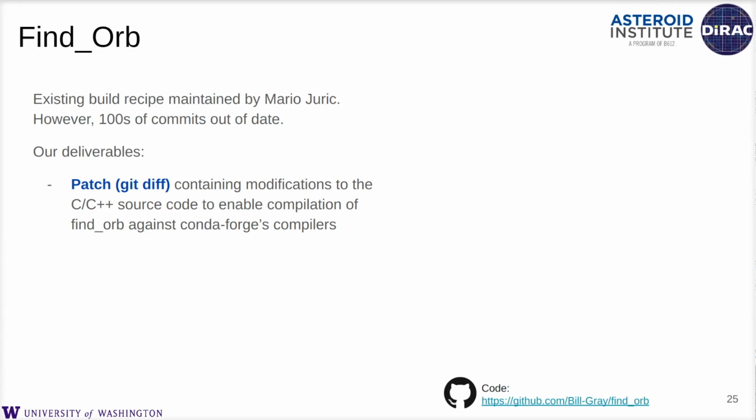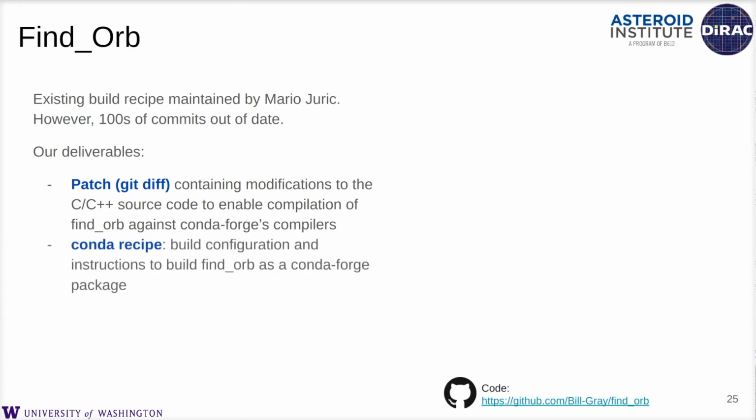So first, we modified the source code where we needed to get it to compile against the Conda Forge compilers. We then also added a Conda recipe, which is the build configuration. It explains what dependencies you have to download and how to build FindOrb as a Conda Forge package. Finally, once you have those two things, you submit a pull request to the Conda Forge feedstock. Somebody looks at it and says, hey, this looks great, we're going to incorporate those changes, and now the rest of the world has access to this latest version of FindOrb. What was really nice is we managed to get this done from start to finish. However, it took a lot longer than we anticipated.